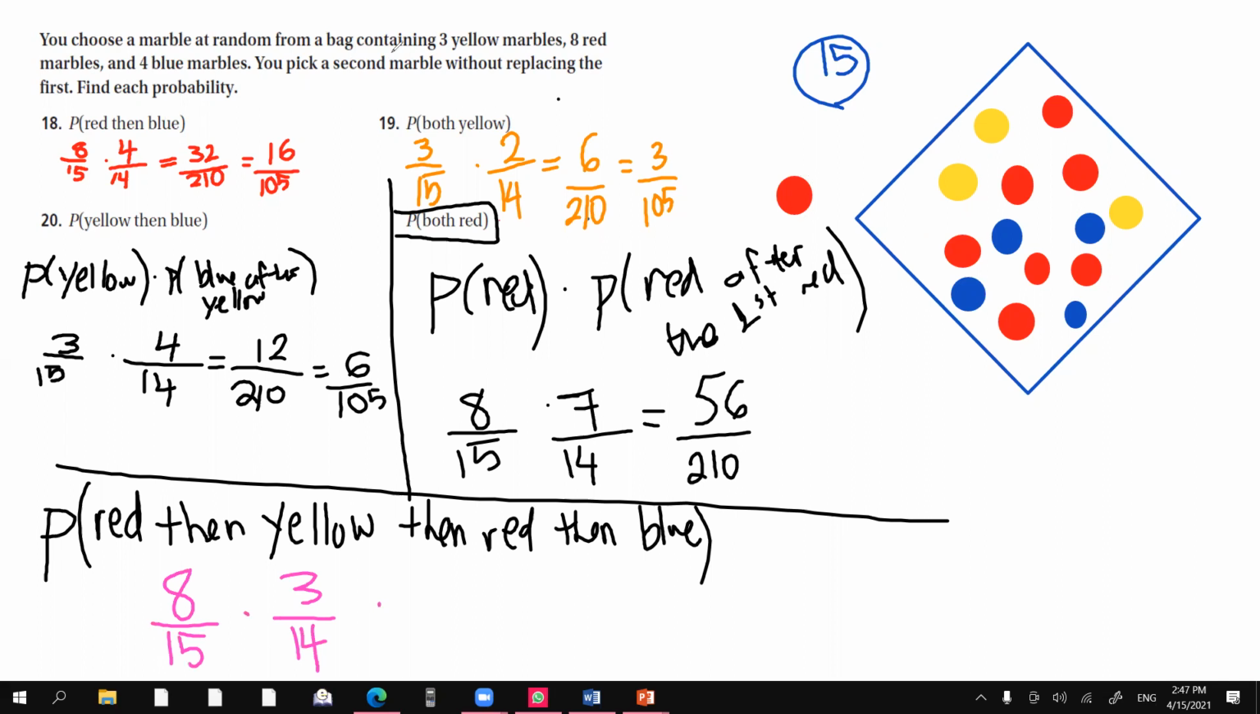Bravo. Times, how many? After I took the yellow now, I want to take red. How many are red? 7 over 13. Bravo. Then I have to choose blue. How many are blue? 4 over 12. Bravo. And the answer will be 8 times 3 times 7 times 4.